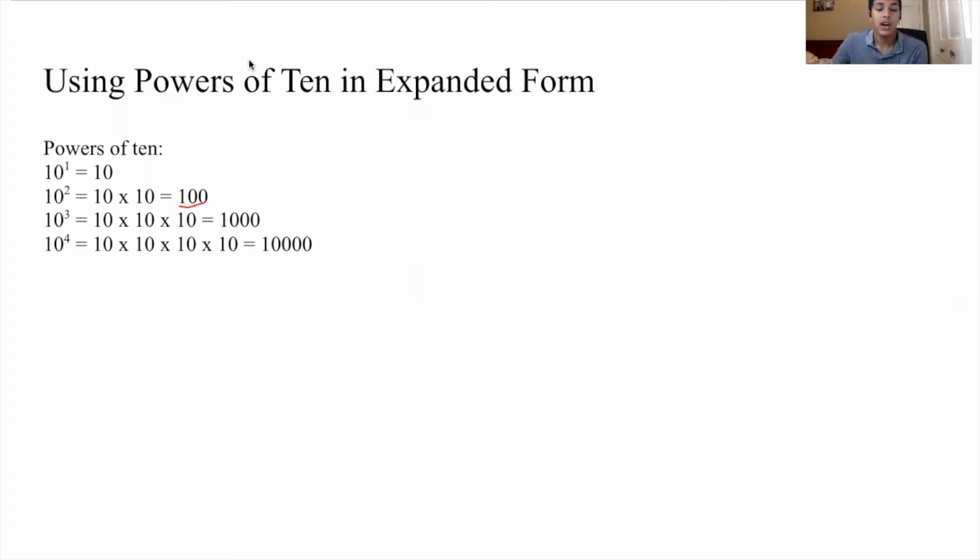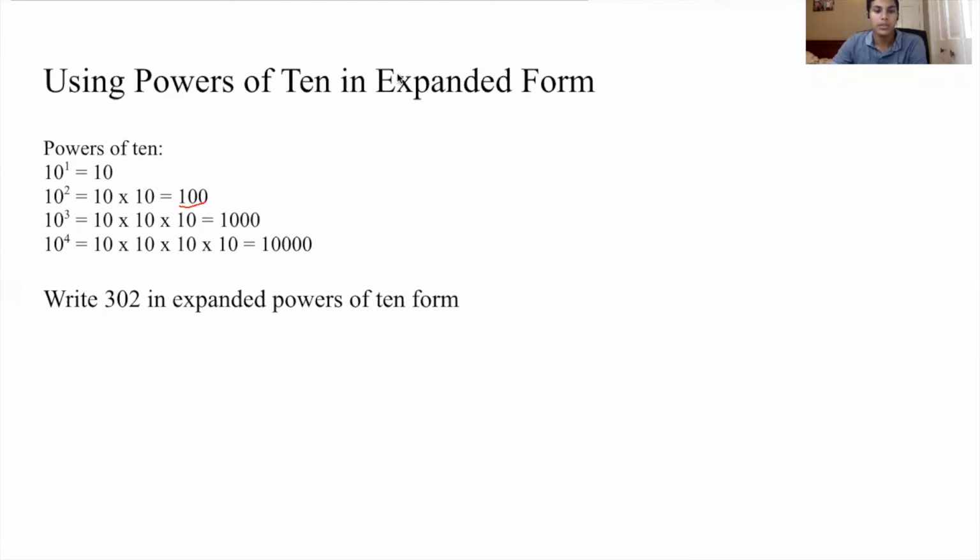Now, the reason this is helpful for writing expanded powers of 10 form is because, remember, before we were multiplying by 10 or 100 or 1000 for the tens or hundreds or thousands place. So instead of multiplying by those numbers, we can multiply them by 10 to the power of something, or 10 to the power of 1, 2, 3, 4, and so on. So let's look at an example.